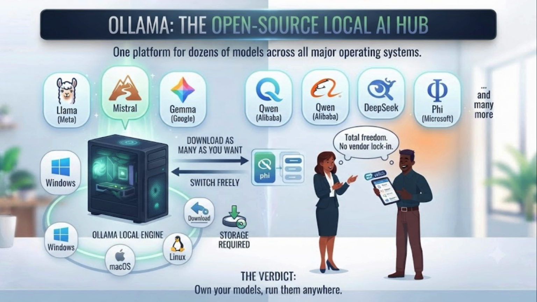Ollama itself is maintained as an open-source project. It works on Windows, Mac, and Linux, and it supports dozens of different model families: Llama from Meta, Mistral, Gemma from Google, Qwen, DeepSeek, Phi from Microsoft, and many more. You're not locked into one company's model. You can download as many as you want and switch between them freely, assuming you have the disk space.